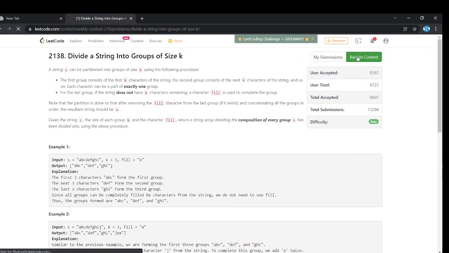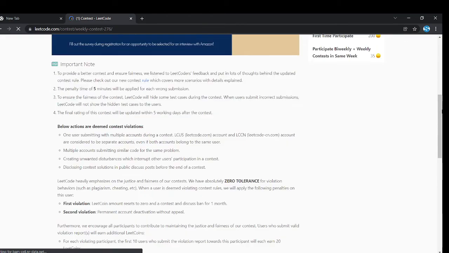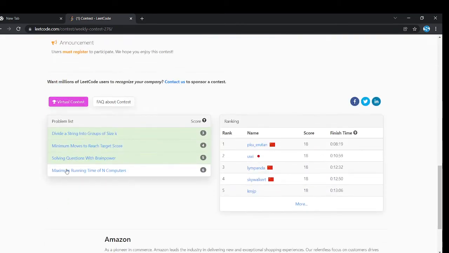So let's come to the second problem. The second problem is minimum moves to reach target score.